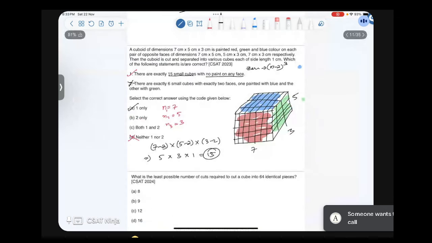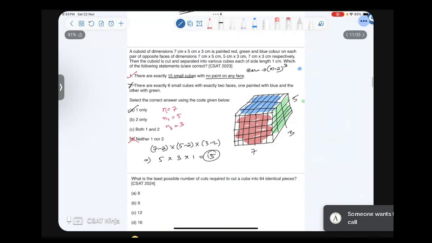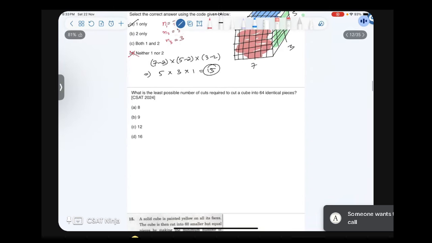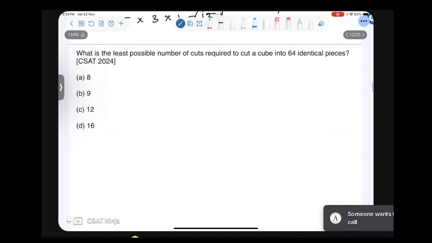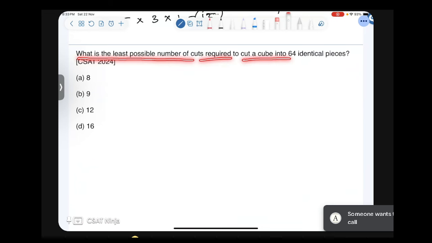We can try one more question. The next question is this one. Okay, same thing. This was a question which was asked in CSAT 2024. The question is like this: what is the least possible number of cuts required to cut a cube into 64 identical pieces?